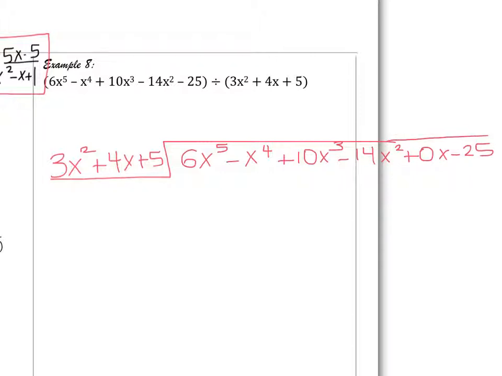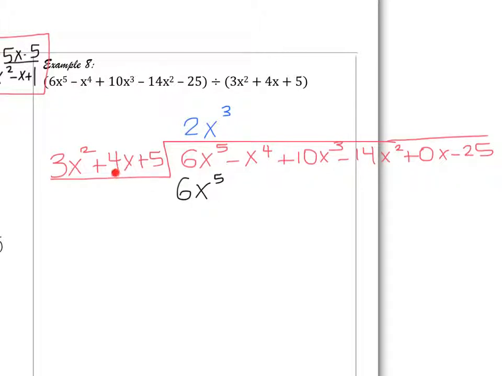There you go. Now, 3x to the power 2 times what would give me 6x to the power 5? That's going to be a 2 to give me the 6, and then x to the power 3. So 3 times 2 is a 6, and x to the power 2 times x to the power 3, since I'm adding the powers, that's going to give me 5. So that's 6x to the power 5.